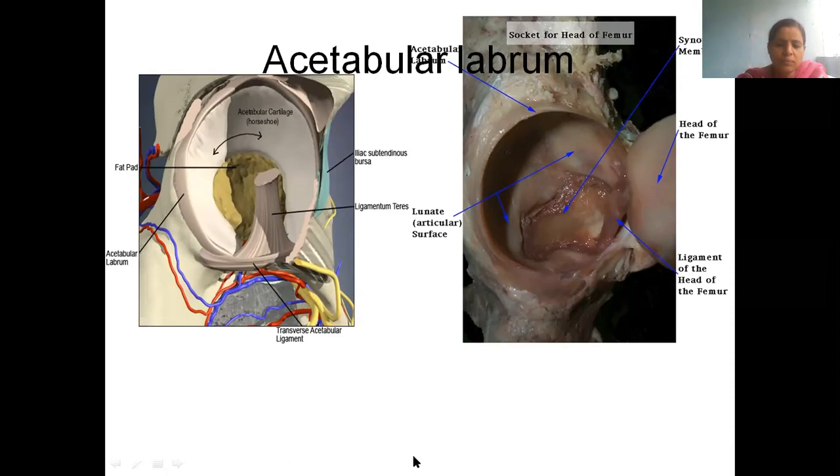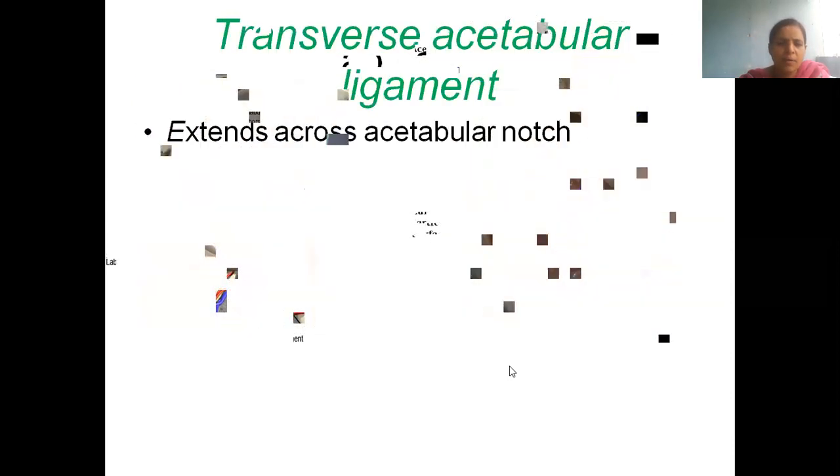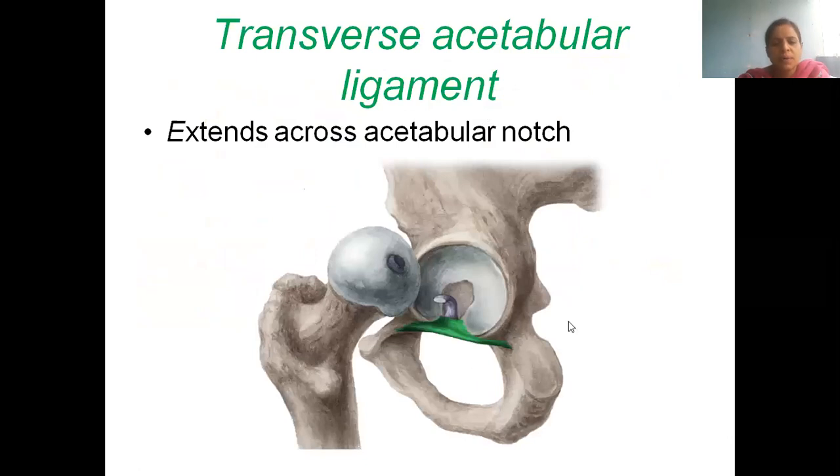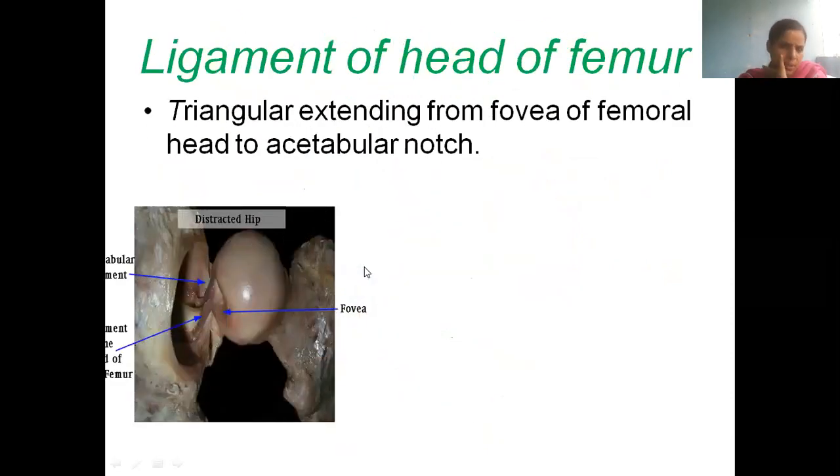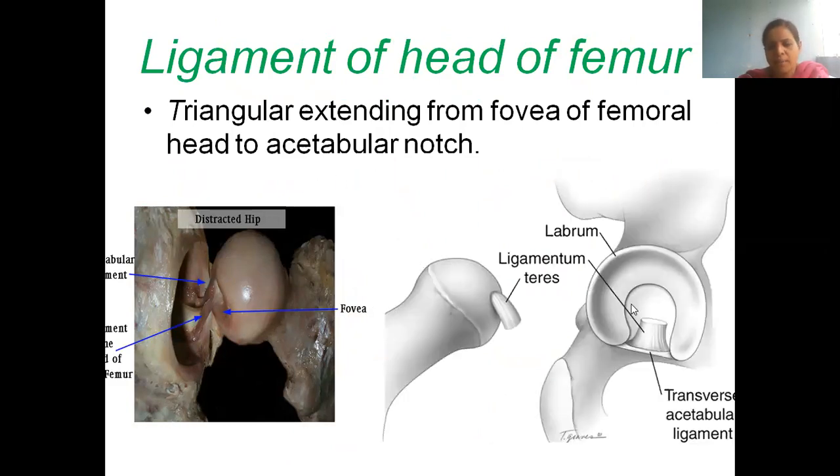So the acetabular labrum is seen, and then we have, see, this is the ligament of the head of the femur, that is ligamentum teres. Okay. So that is better. You can see this is the transverse acetabular ligament. This is the fovea. This is the ligament of the head of the femur or ligamentum teres. Okay. So this is triangular, extending from the fovea of the femoral head to the acetabular notch, where we have the transverse acetabular ligament. Okay.